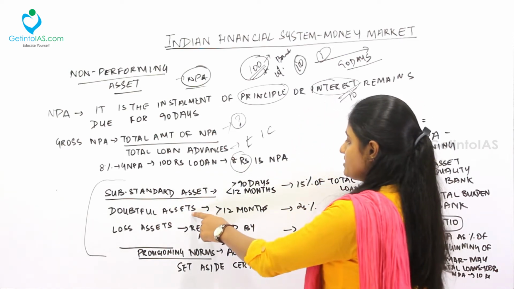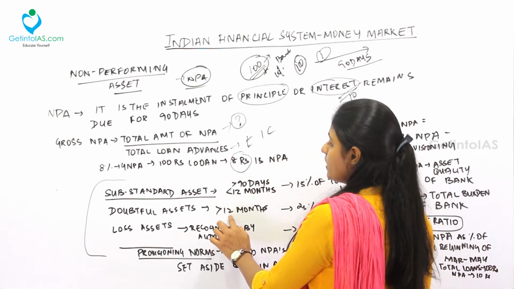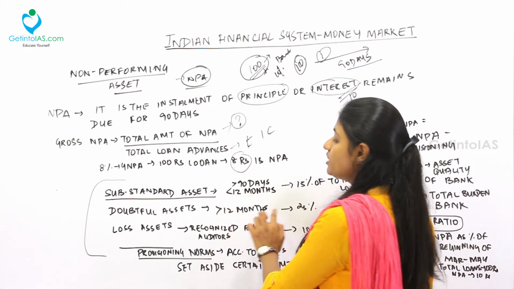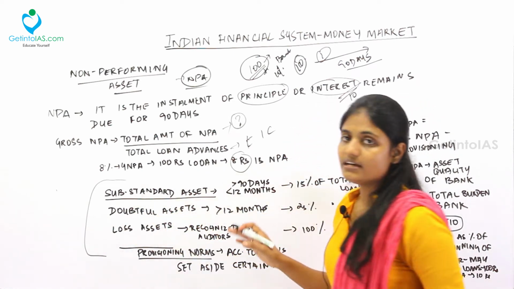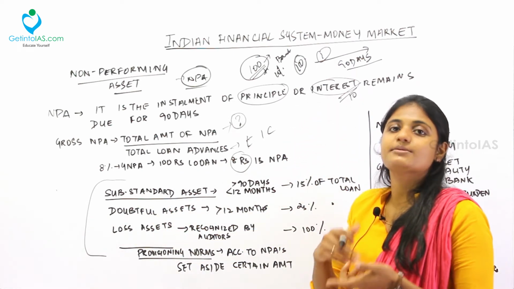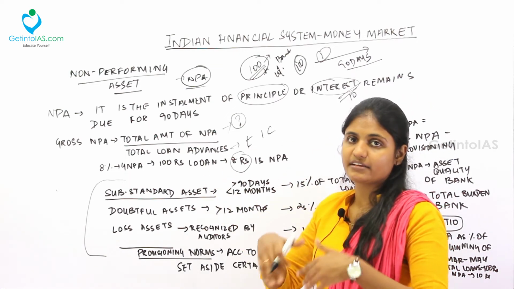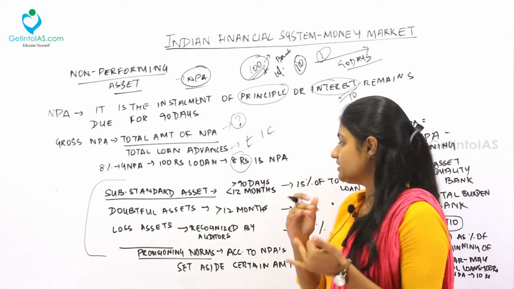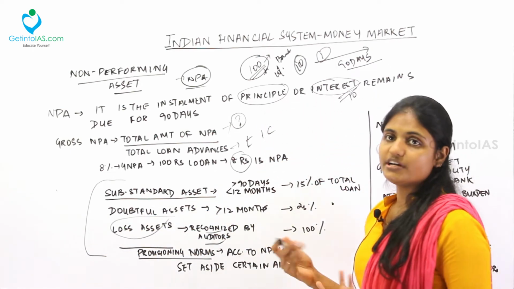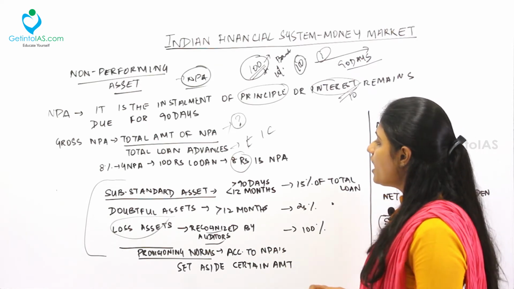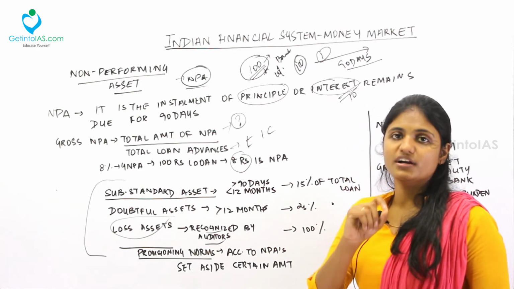Under doubtful asset, if the principal or interest is not paid and it exceeds more than 12 months, that is 1 year, that is calculated to be the doubtful assets. Next, coming to the loss assets, that is, the banks will know that this specific individual or the corporate will not pay the money back, that is, they will not pay the principal or the interest back. That will be termed as the loss assets, that is, it will be recognized by the auditors of the respective bank.